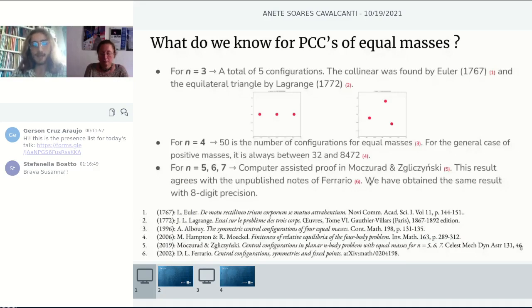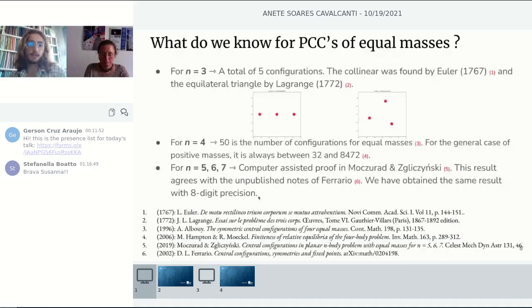And our algorithm would be closer to the one of Ferrario, for example, and we have been able to find all the central configurations up to 10 bodies that are included in Ferrario, but as with him, we cannot say that those are the only central configurations. And we have obtained this result with an 8-digit precision.